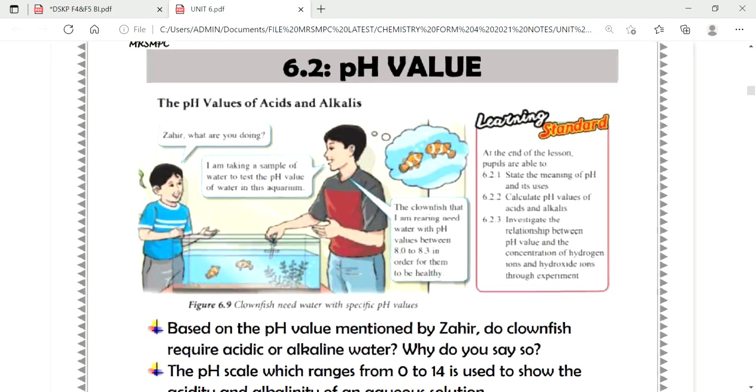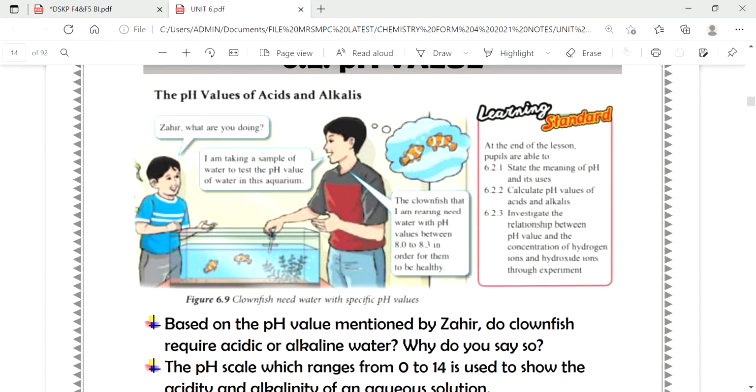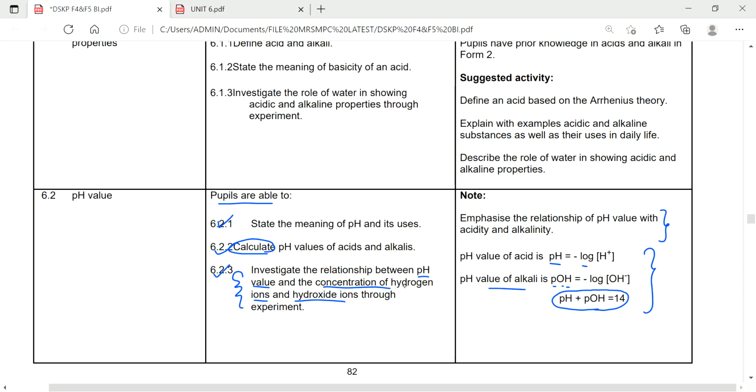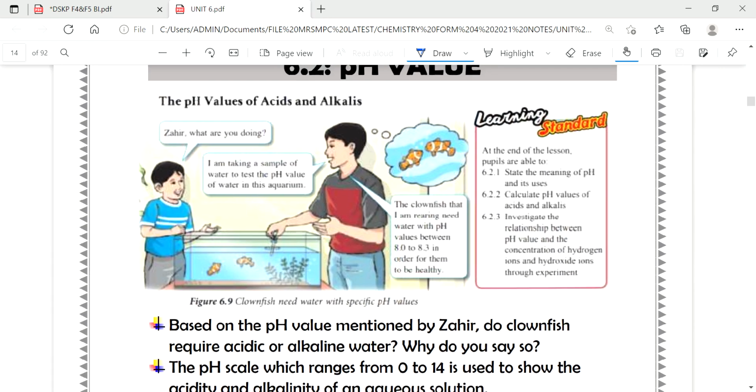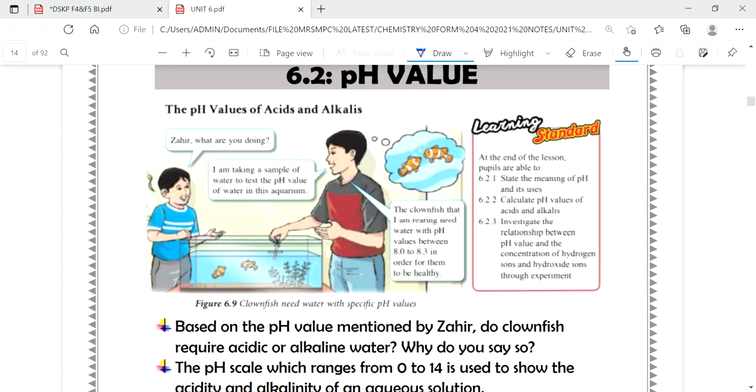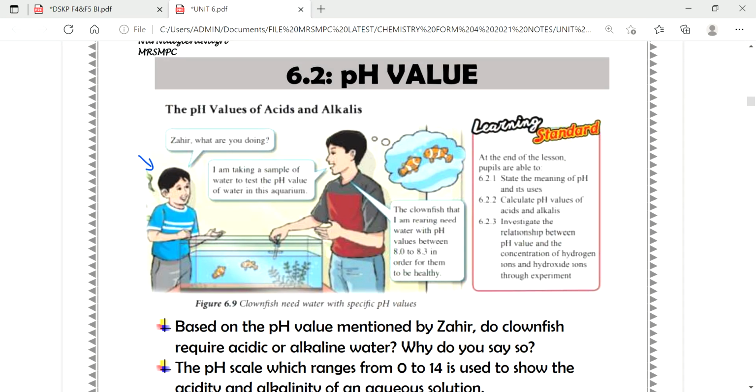Okay, learning standard. These are the same as what I mentioned in the SKP. This is the learning standard. Alright, let's focus on the conversation between these two boys. This boy is Zahir. So, Zahir, what are you doing? Zahir replied, I am taking a sample of water to test the pH value of water in this aquarium. So Zahir is trying to monitor the pH value of the water. He wants to make sure the pH value of the water is correct and suitable for the fish.